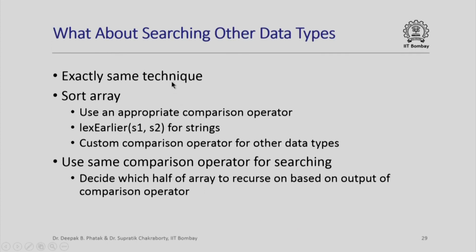What about searching other data types? Well, it's basically exactly the same techniques. You'll have to first sort the array. So for that we know from our previous lecture that we have to use an appropriate comparison operator. For strings we had used this function called lex earlier. For other data types I might need to design some custom comparison operator, and then once I have sorted the array I can use the same comparison operator for doing my binary search and decide which half of the array to recurse on based on the output of the comparison operator.